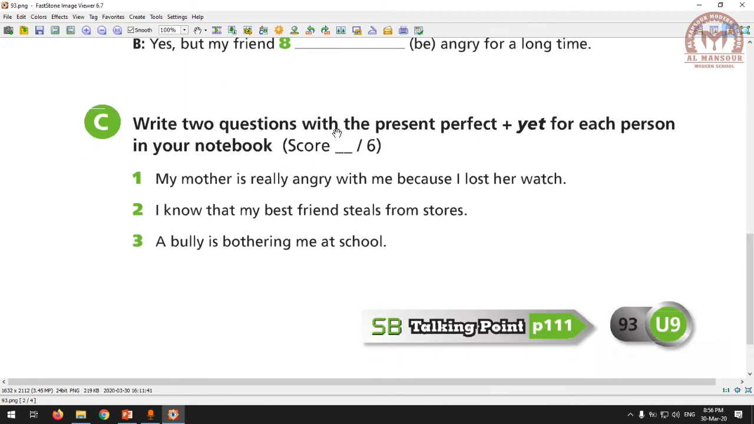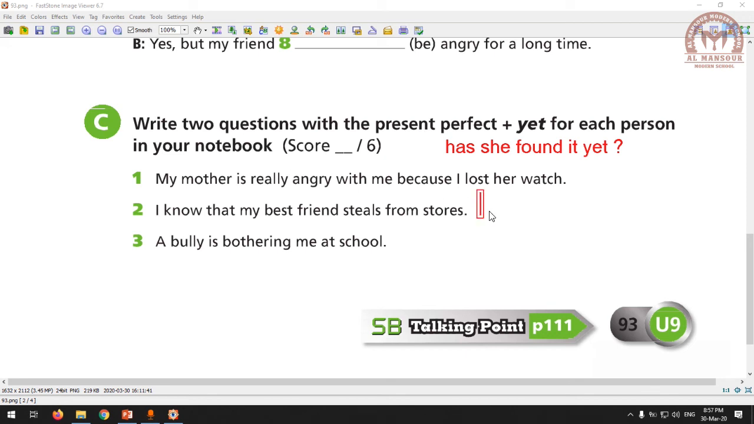We're going to write questions with the present perfect and yet for each person in your notebook, okay? So, for example, my mother is really angry with me because I lost her watch. So we're going to make a question about this sentence, like, has she found it yet? This sentence, for example, is a correct one. I'm going to do the second one for you.